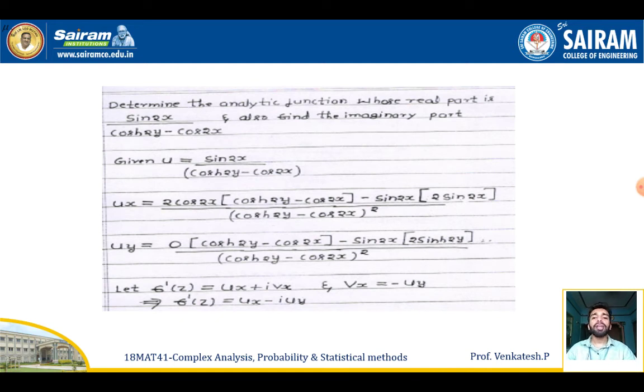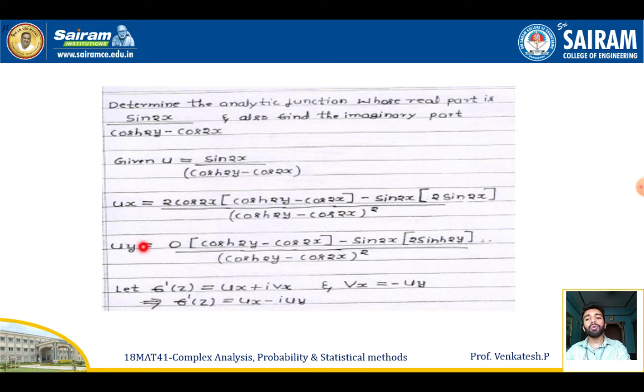One more example: determine the analytical function whose real part is sin 2x by (cos hyperbolic 2y minus cos 2x), and also find the imaginary part. Since they have given u here, we have to find v also. First, u is equal to sin 2x by (cos hyperbolic 2y minus cos 2x). I am going to find ux by differentiating u with respect to x. I will get 2 cos 2x (cos hyperbolic 2y minus cos 2x) minus sin 2x into 2 sin 2x, divided by (cos hyperbolic 2y minus cos 2x) whole square.